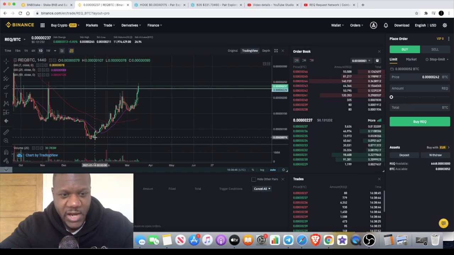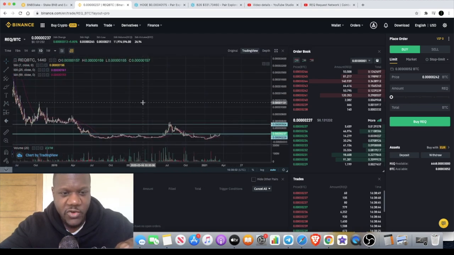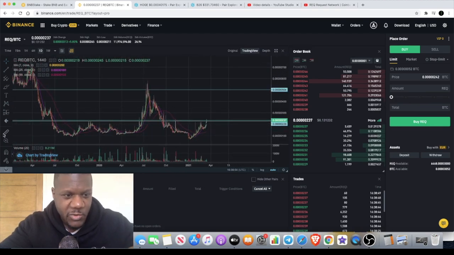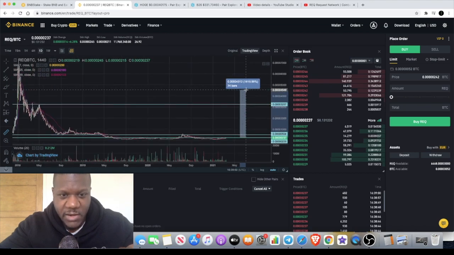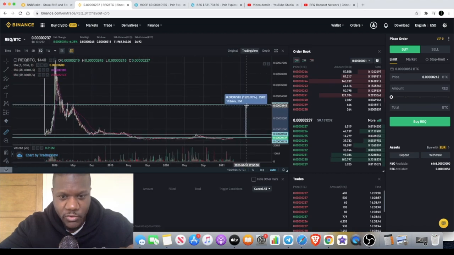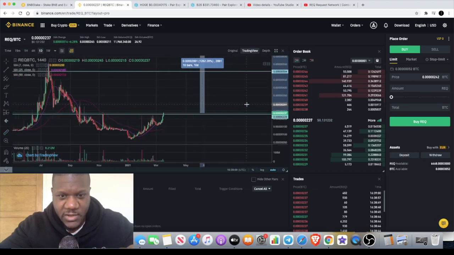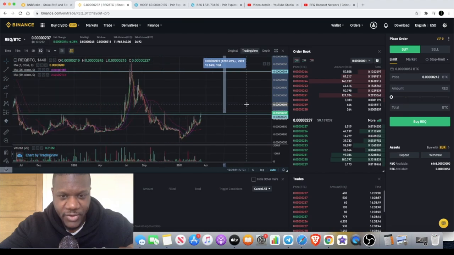Now, it would have been nice to get in down here, but that would have been a dangerous entry. Getting in over here, it hasn't done anything crazy yet, and even if we did a measured move from the line down here just to the first target, you're looking at approximately 112%. And if it did break that, we've got a target all the way up here, around 1,200%. So 12x.